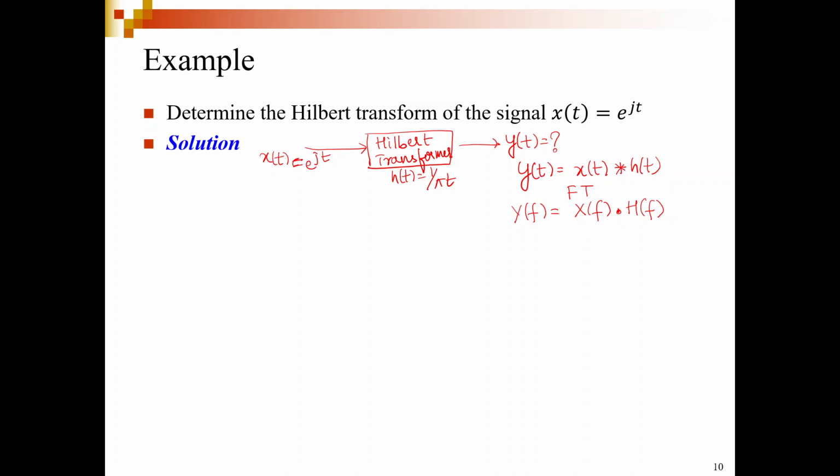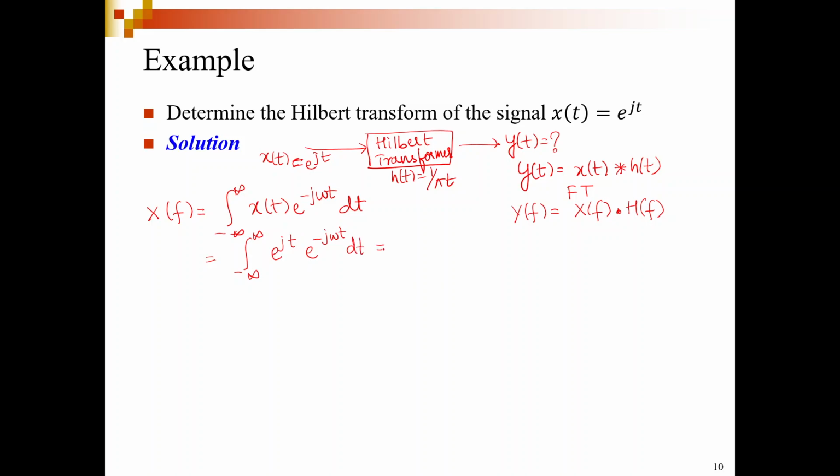We are going to first convert all the available signals into their Fourier equivalent. We know what x of t is, so let us find the Fourier representation of the signal x of t. That is x of f, the integral from minus infinity to plus infinity of x of t into e to the power minus j omega t dt. Substituting, we get the integral from minus infinity to plus infinity of e to the power jt into e to the power minus j omega t dt.